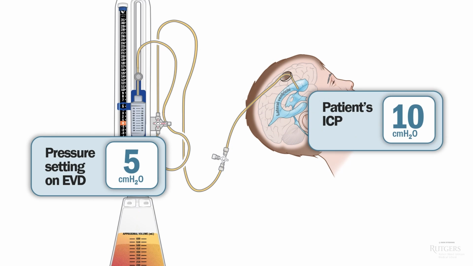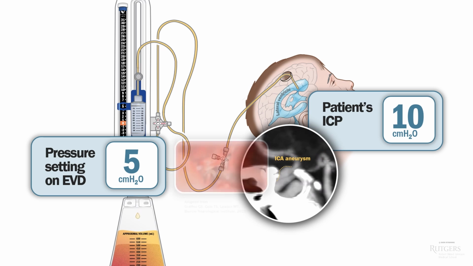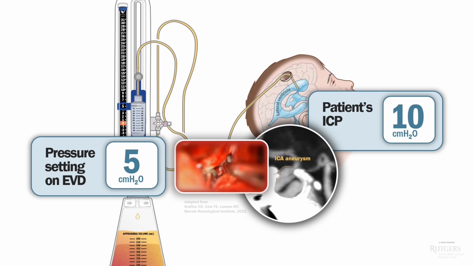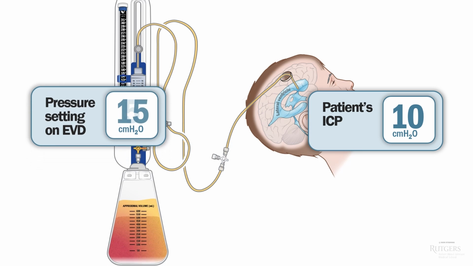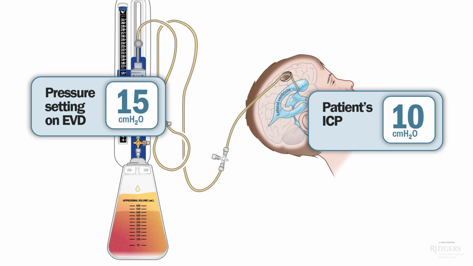Low intracranial pressure plus high arterial pressure within the aneurysm equals re-rupture and re-bleeding. So, in this situation, you have to be careful not to overdrain. Let's be conservative and set the drain to 15. Already, her EVD is outputting bloody CSF.